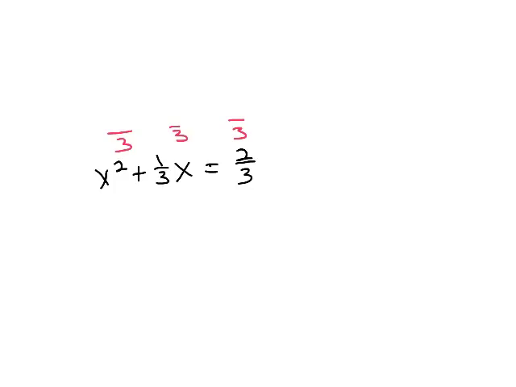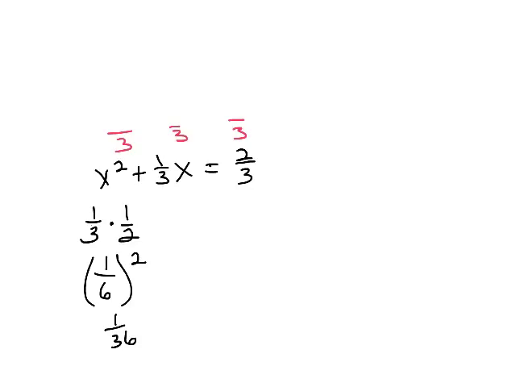So now I'm going to take the 1/3, and to halve the 1/3, it's the same as multiplying by 1/2. So 1/3 times 1/2 is 1 over 6. And when you square it, you get 1 over 36. So that's what we're going to use.